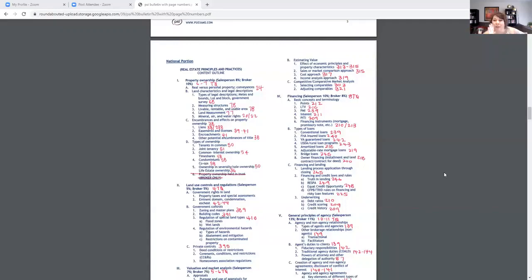And that's where we strip the property down to bare land. We add in the cost of new construction. And then we use a process of depreciation to establish the most likely market value for that property. And that depreciation is determined by functional deterioration, physical deterioration, and external obsolescence.